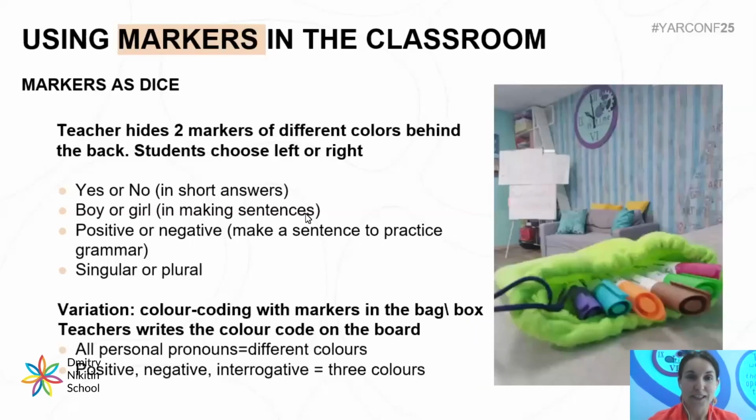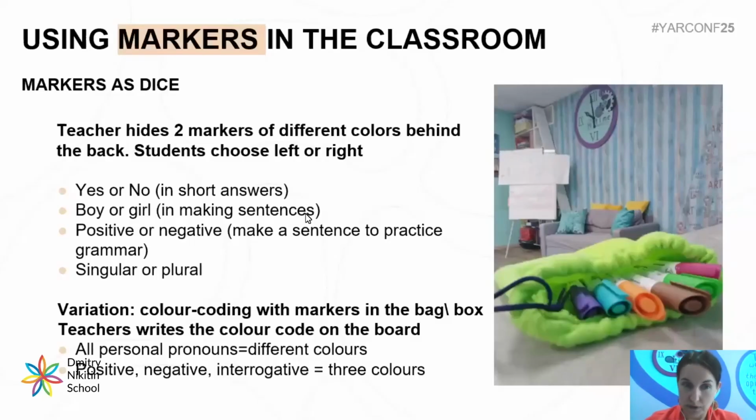A variation of this activity is color coding. When you have more than 2 options, you can use different color markers from the bag, like you see in the picture, from the box. Crayons will do as well. I used crayons as well. And here, you just need to write the color code on the board.